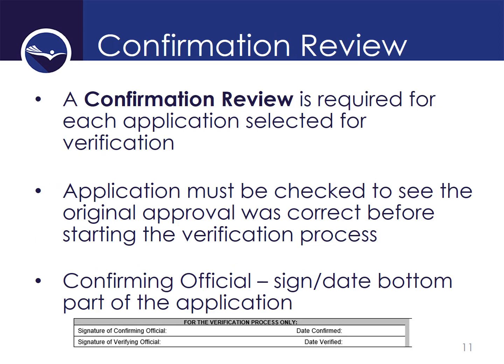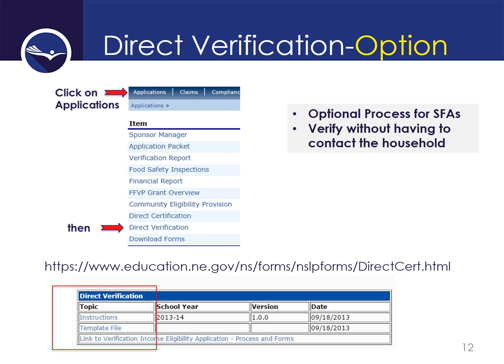A confirmation review is required for each application selected for verification. The information reported on the application must be checked to see that the original approval was correct. The confirming official must be someone other than the person who originally approved the application. This individual must sign and date the application after confirming the original eligibility determination. School districts have the option of directly verifying applications selected for verification before contacting the households. In this process, the district is matching eligible students with the state's Medicaid School Children's Health Insurance Program database.